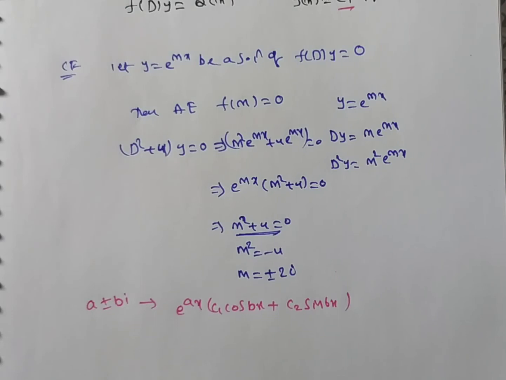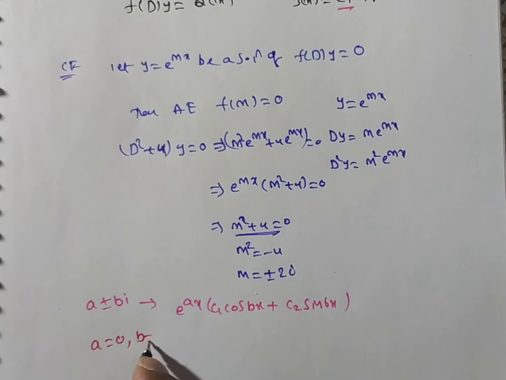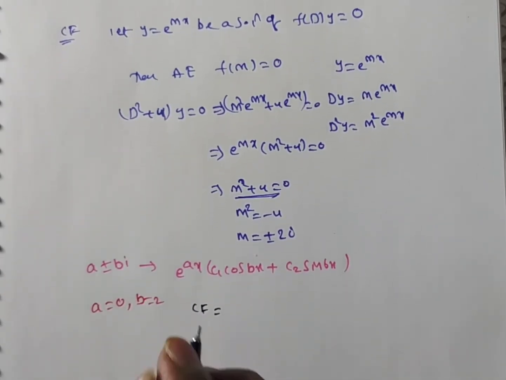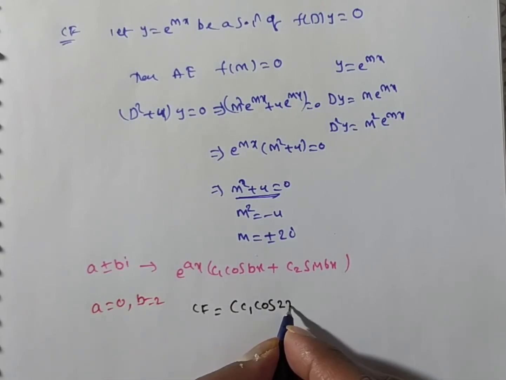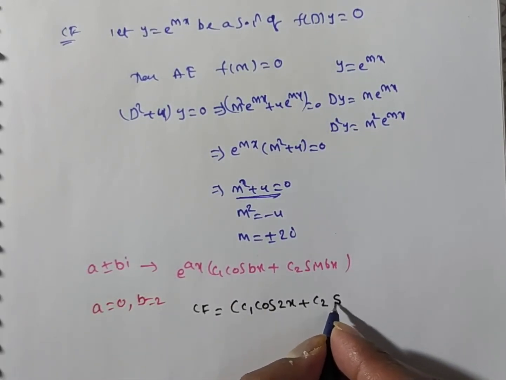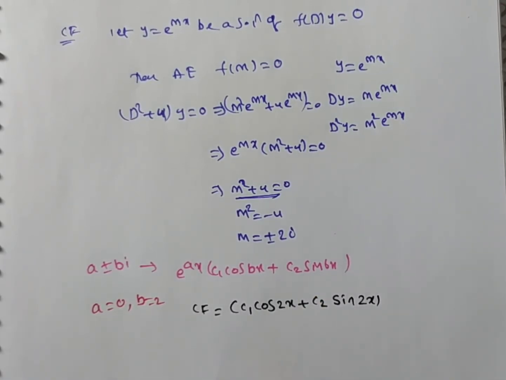Okay. Now you compare on both sides. Compare the roots. What is the real part here? 0. So a = 0, you substitute. And what is the imaginary coefficient here? 2. So b = 2, you write down. Then we get the complementary function for the given problem: e^(0x), which is nothing but 1, no need to write. Now c1 cos bx, where b is 2, so cos 2x, plus c2 sin bx, here sin 2x. That's it. So this is the complementary function.